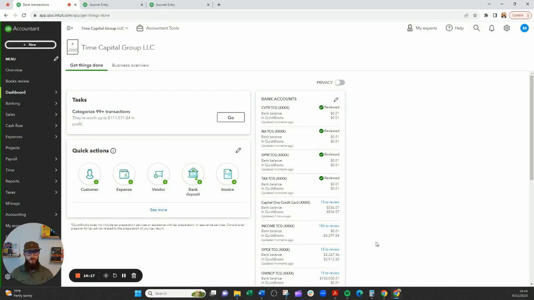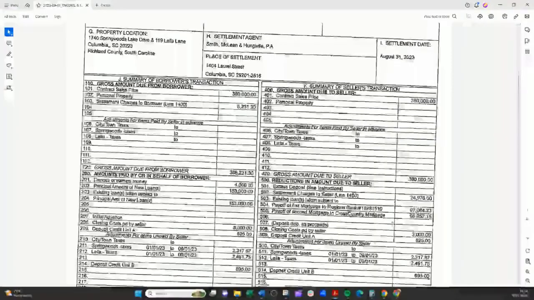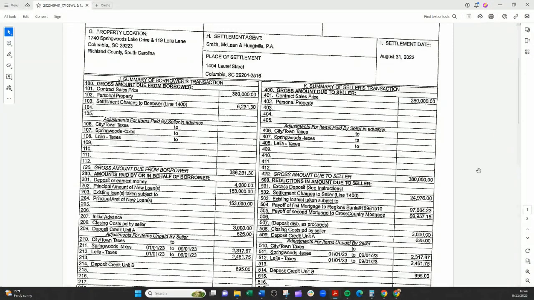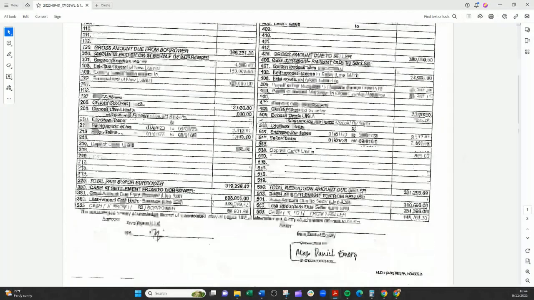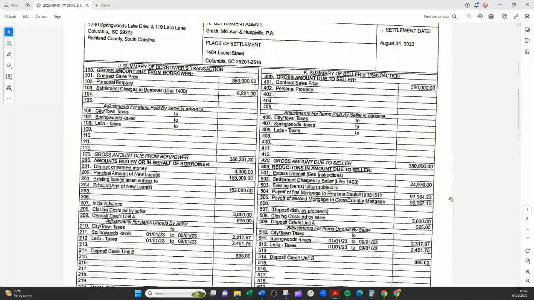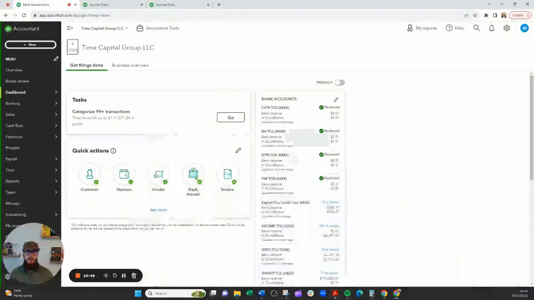And normally for this type of HUD statement that has two or more properties on it, we are going to split everything out for those properties in one journal entry, and match it to the one bank feed transaction, which I will do for you guys in another video. But for the purposes of this video, we pretended that only 119 Layla Lane, which is the property we're concerned with, was contained on this HUD statement. So please try not to get too confused about that.